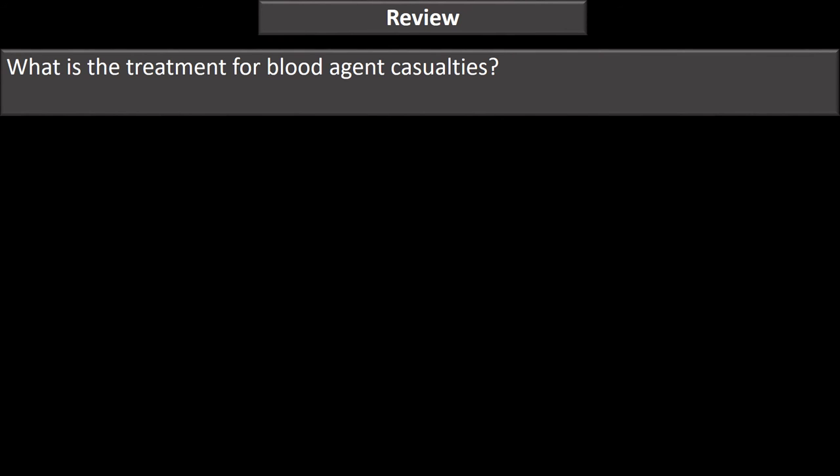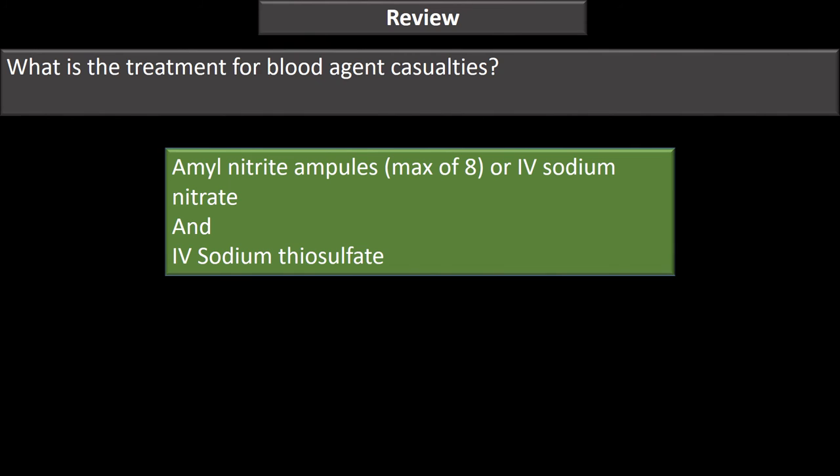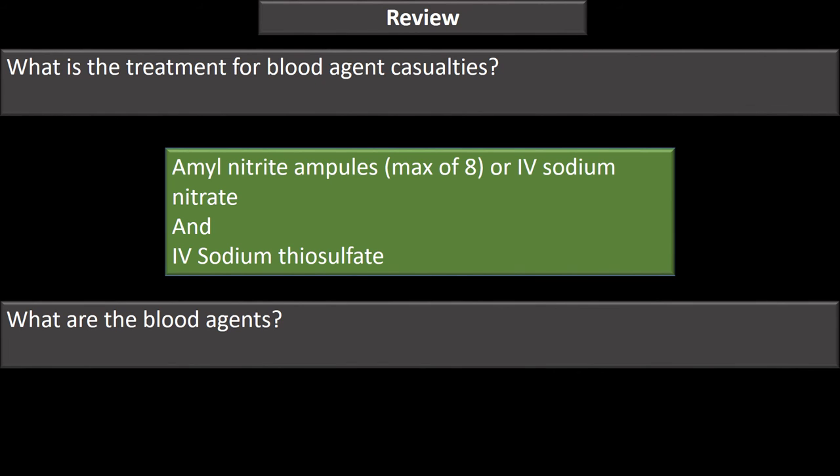What is the treatment for blood agent casualties? We can give them amyl nitrate ampules, a max of 8, or IV sodium nitrate and IV sodium thiosulfate. Okay, so amyl nitrate or IV sodium nitrate and sodium thiosulfate.